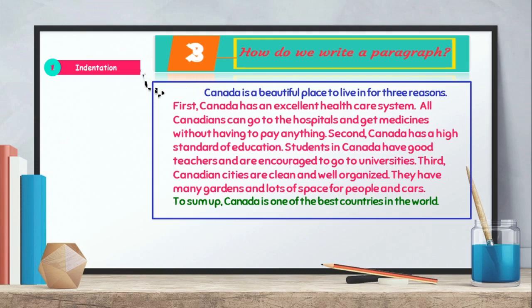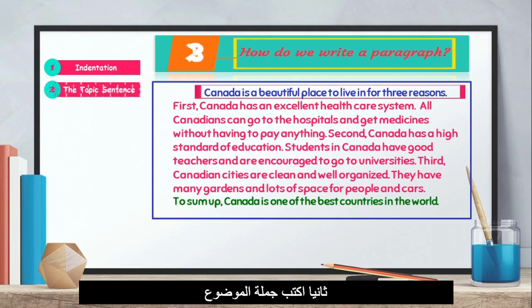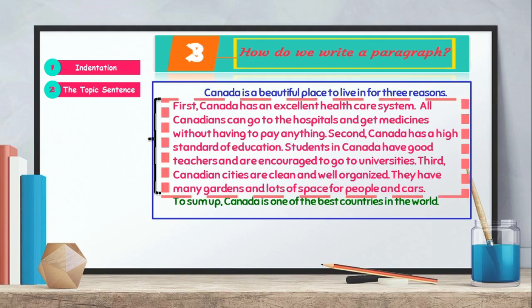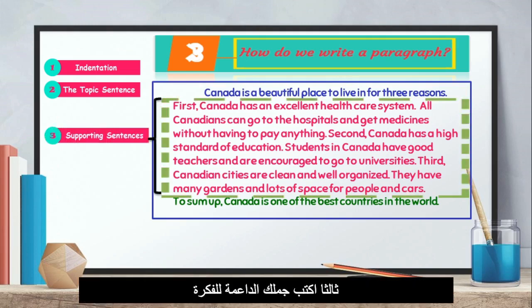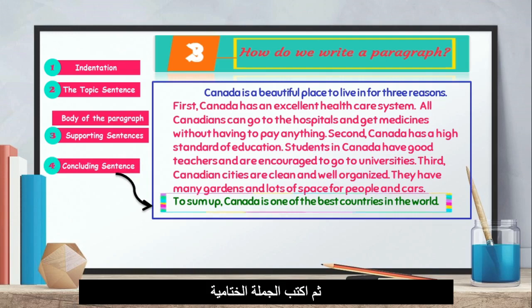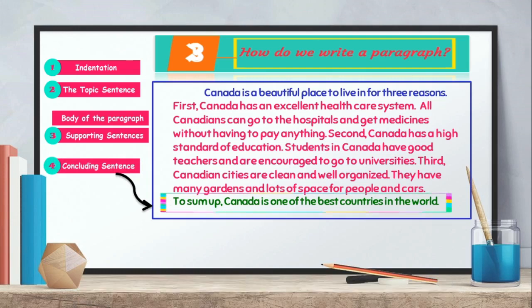The second thing is you write your topic sentence. Canada is a beautiful place, etc. So this is the topic sentence. And this one here is what we call the body of the paragraph, or supporting ideas or sentences. And then when you finish this one, you move to this one here, which we call the concluding sentence, or the conclusion of the paragraph. So these are the most important things you need to take into consideration when writing a paragraph.